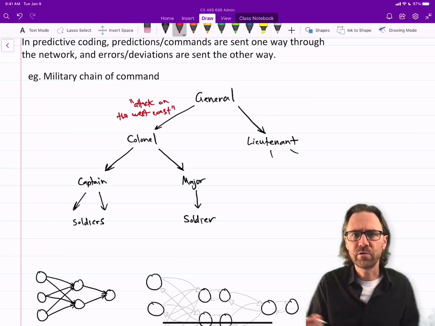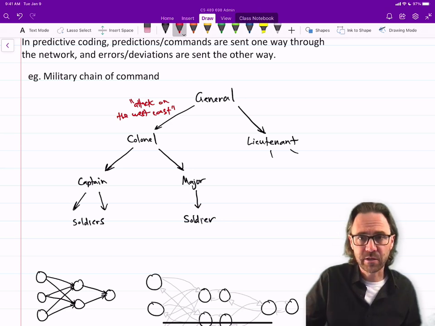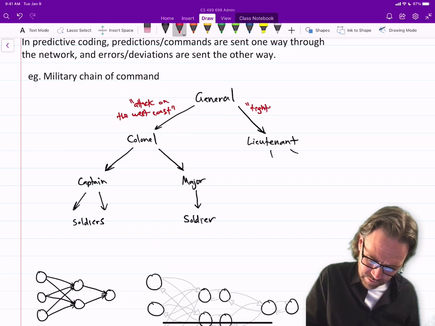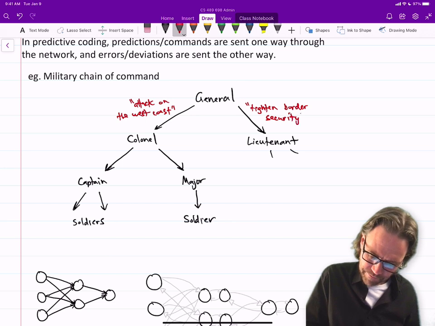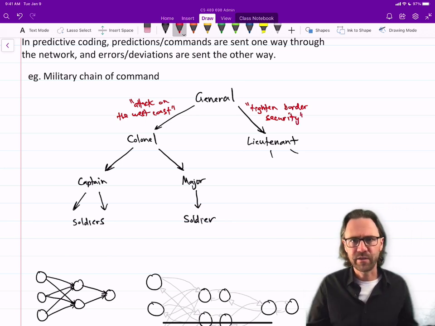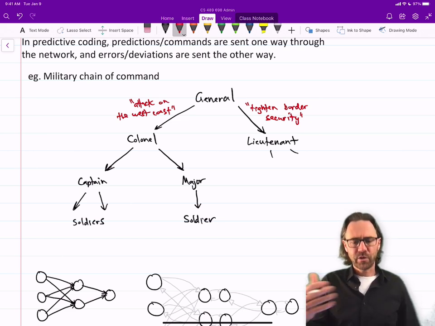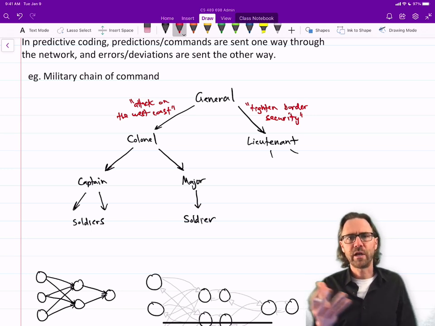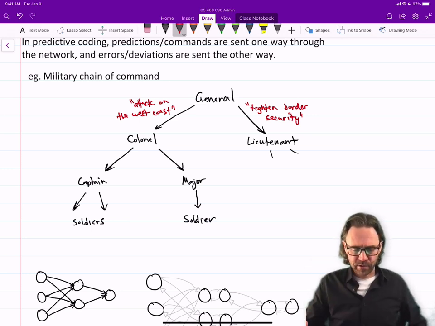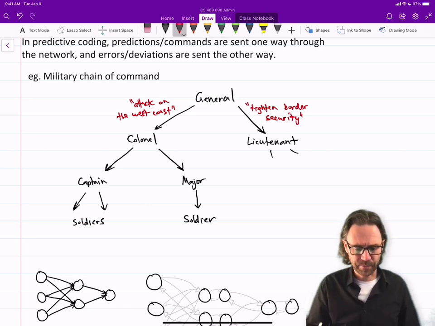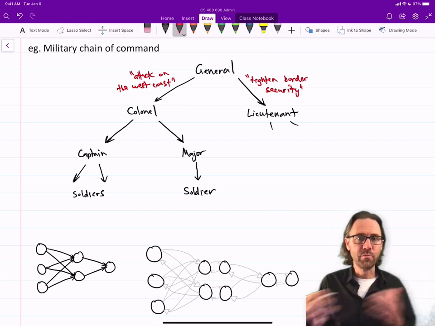So the general might tell the colonel, we're going to attack on the West Coast. It might tell the lieutenant, tighten border security. These are very high-level commands that involve a whole infrastructure, a cascade of things that have to happen. So the colonel, being told that they need to organize an attack on the West Coast, will turn to the people they're in charge of and send more detailed commands down to them. For example, the colonel might tell the captain, move troops west.